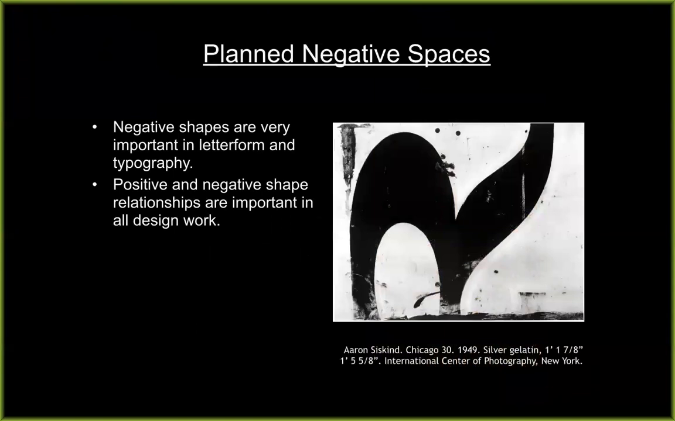So this is a photograph, but it shows very clearly how negative shapes can become just as important as the positive shapes. So this is a letter R that's been photographed and turned on its side. And if we turn our heads, we can recognize it, but taken alone, it's a very interesting play of positive and negative space, both being equally interesting.